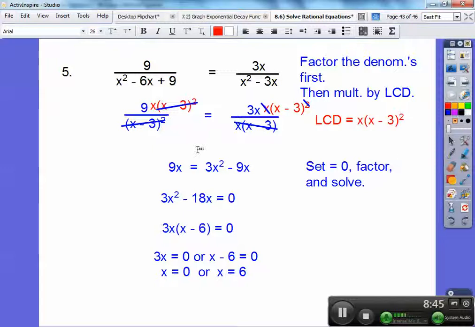And does 6 or 0 give me, and look at the factored denominators right here. Does 6 or 0 make any of these a 0? Right here, if x equals 0, I get 0 times 0 minus 3, which is 0. 0 can't work. It makes 0 in the denominator of one of the fractions. So you've got to cross that out, and x equals 6.